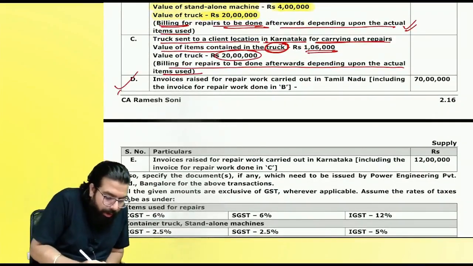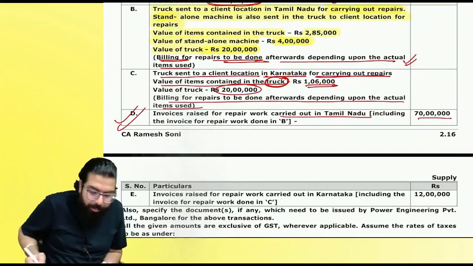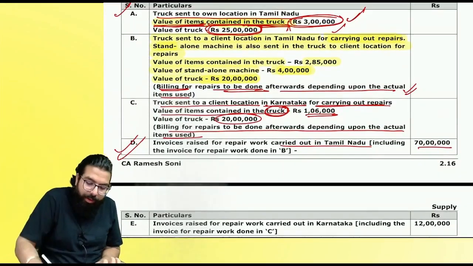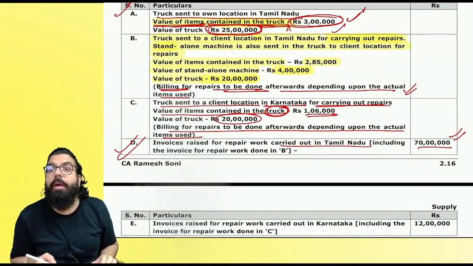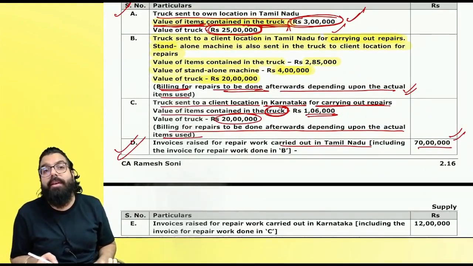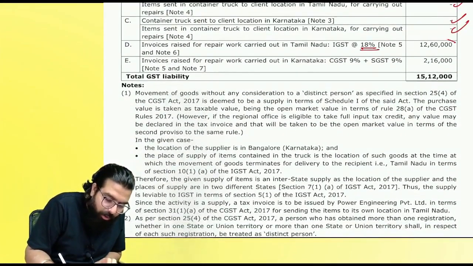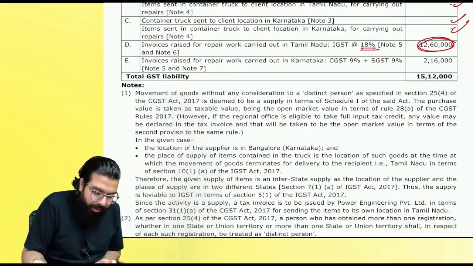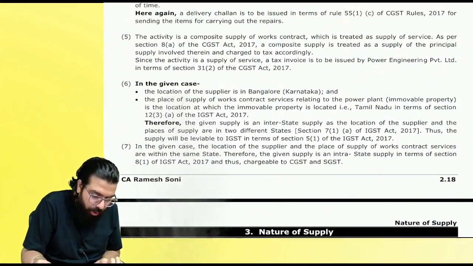Now, invoices raised for repair work carried out in Tamil Nadu is 70 lakh rupees. Baba, tell me one thing. On 70 lakh, will GST come? You are in Karnataka doing services in Tamil Nadu. What will happen? Repair and maintenance service, IGST will come. How much? 18% on 70 lakh, 12 lakh 60,000. Everyone over here, note number 5 and note number 6, they have gone ahead and told over here.